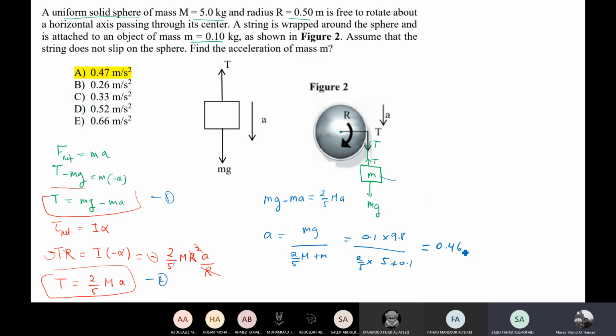0.46. Is there a number after the six here? Yes, 6. Okay, meter per second square, which is our answer. Clear, guys? Clear. Yes, clear. Did you take this already, or have we not reached it yet? In general, we haven't yet reached torque, which is tau equals I alpha.